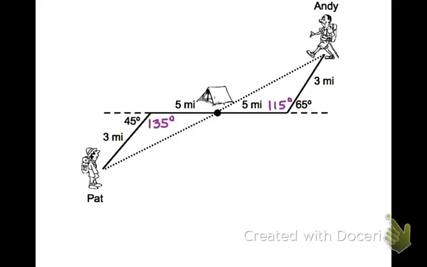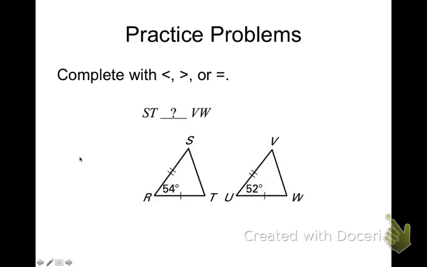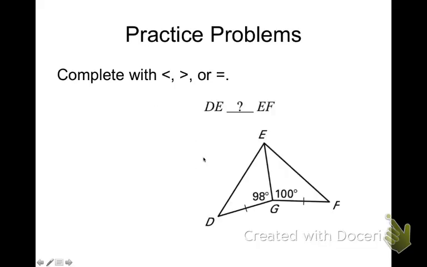Okay? All right, so let's just fly through these practice problems. Tell me if I'm going too fast. Which is larger, ST or VW? ST. Does everybody see why ST is larger? Because it's opposite the larger angle. Yes? Nods of heads? I can slow down if I need to. These are just practice problems. We're done with the notes.